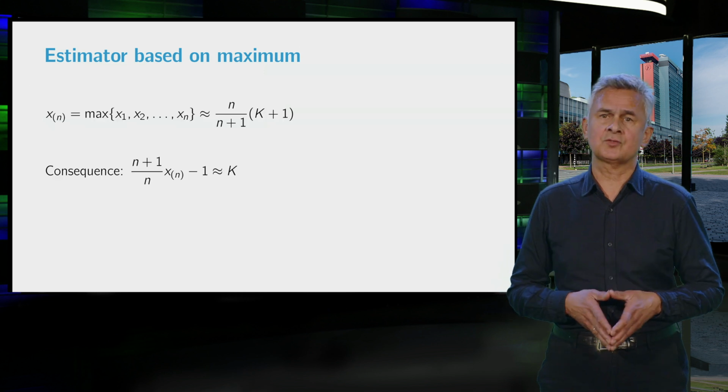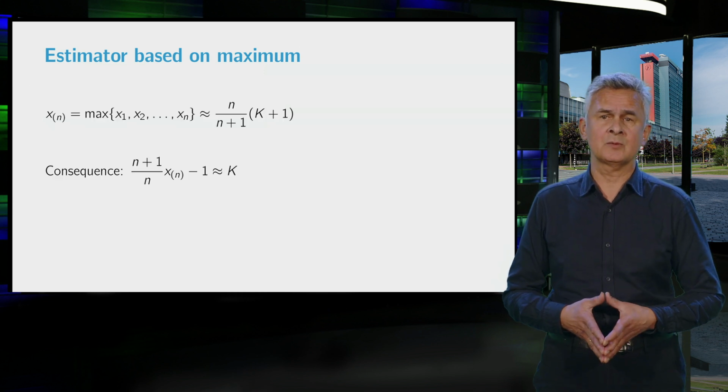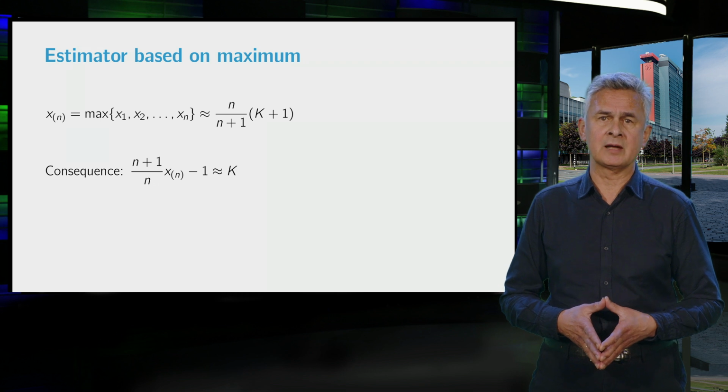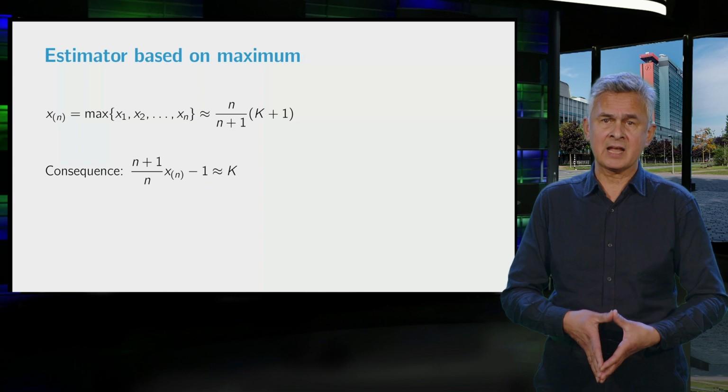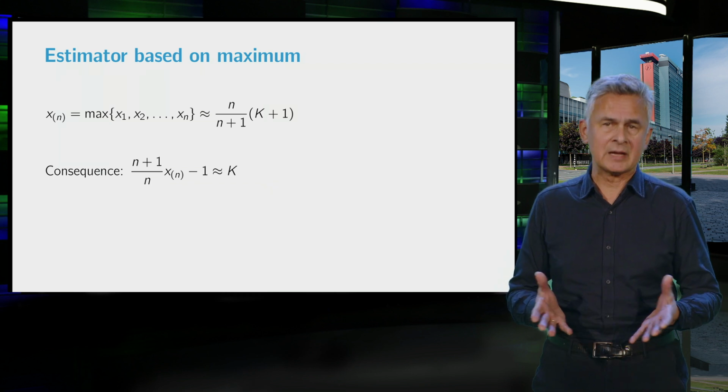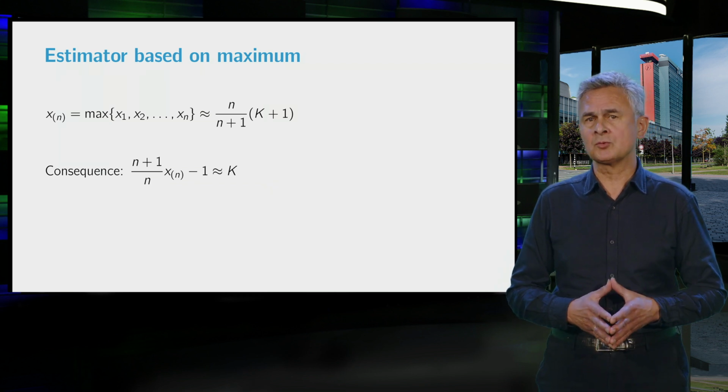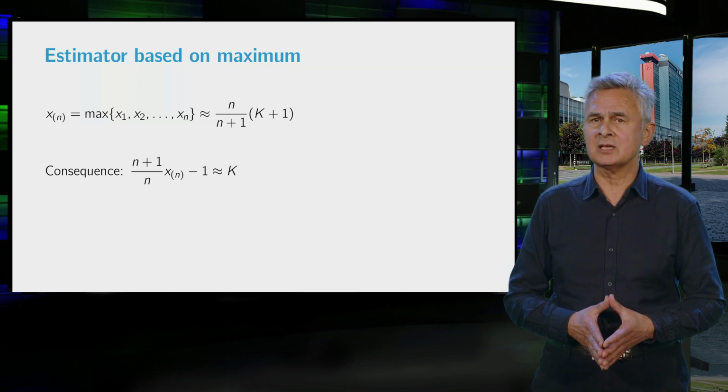Now this means that if we inflate the maximum with a factor n plus 1 over n and subtract 1, we end up approximately at k. Now you may stop the video here for a moment to check that the two statements are indeed equivalent.